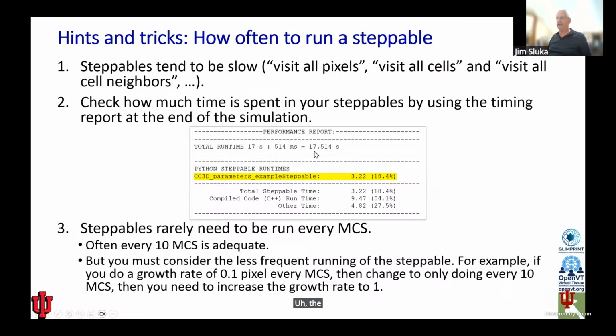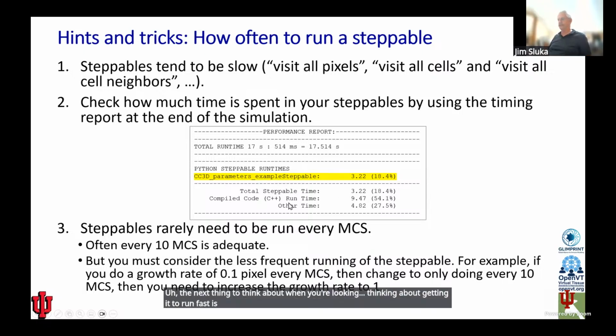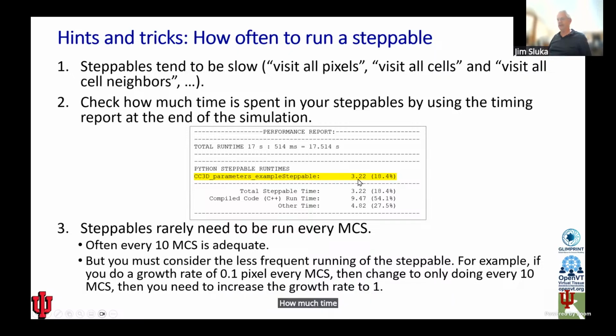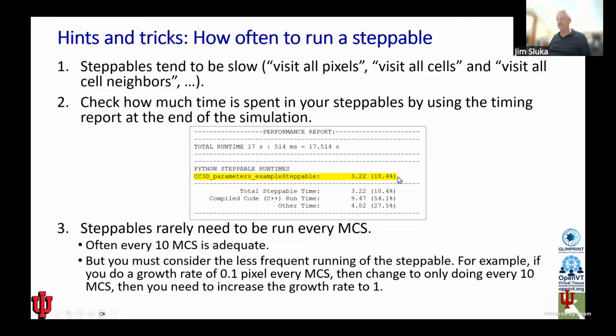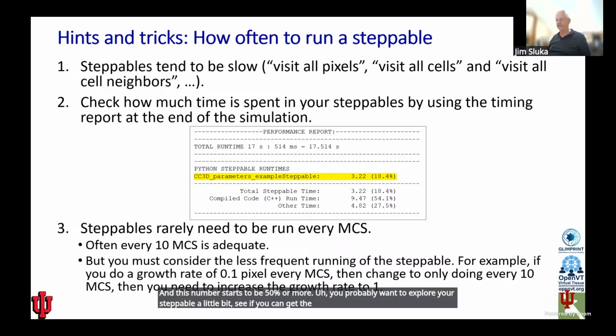The next thing to think about when you're thinking about getting it to run fast is in this report, it tells you how much time was spent in every steppable in your code. In this particular code, 18% of the CPU is spent in a steppable. You typically don't want your steppables using very much time. 5%, 10% is okay. But in some cases, if your steppable really is doing more than it needs to, and this number starts to be 50% or more, you probably want to explore your steppable a little bit, see if you can get the steppable to run a bit faster.